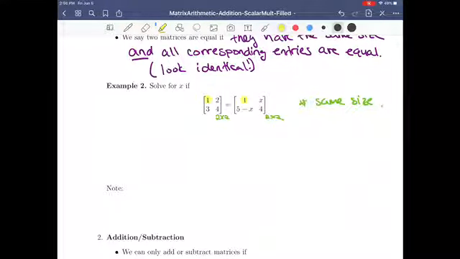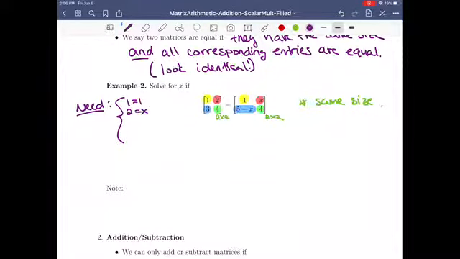We need the first entries in row 1, column 1 to be equal. They are. We also need the entries in row 1, column 2 to be equal, and row 2, column 1, those should be equal. And lastly, row 2, column 2 should also be equal. So this gives us 4 equations. 1 equals 1, 2 should be equal to x, 3 should be equal to 5 minus x, and 4 should be equal to 4.